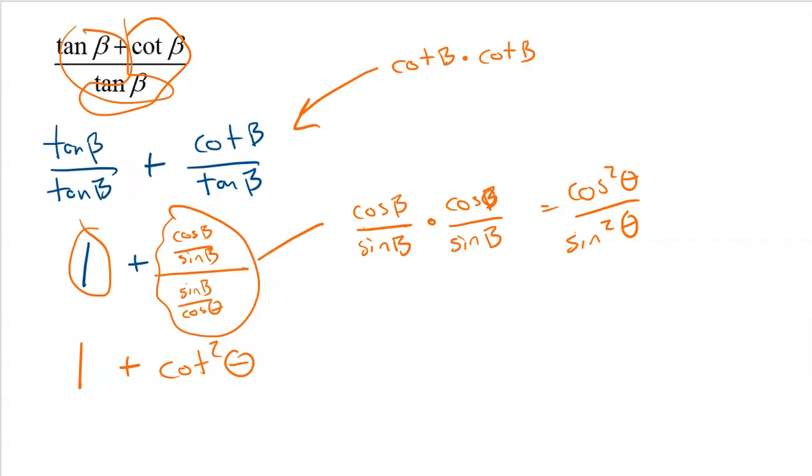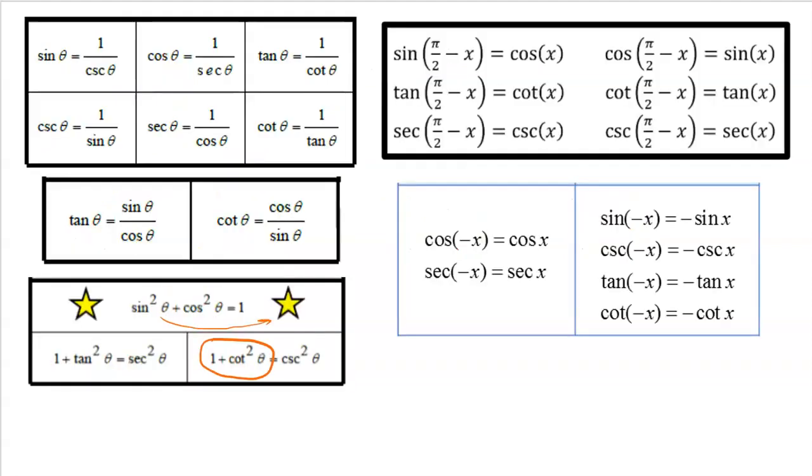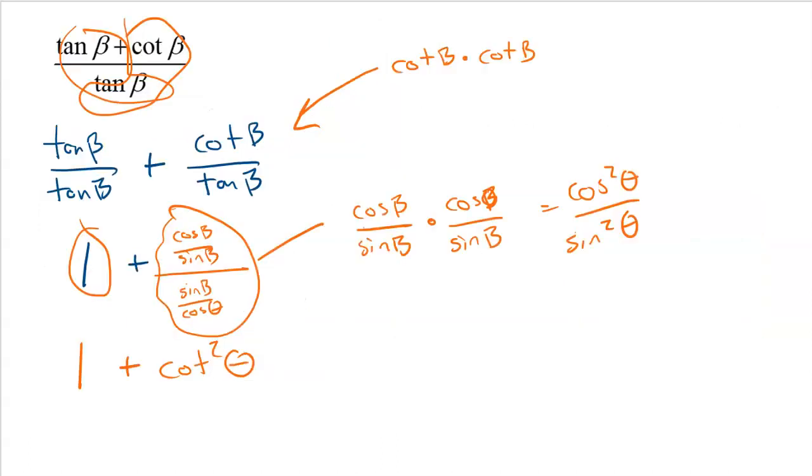The idea is that I know the reciprocal of tangent is 1 over tangent. But look at your identities: 1 over tangent is cotangent. Here's another way of looking at this. Treat that as cotangent times 1 over tangent, and then you can see 1 over tangent is cotangent. So I got cotangent times cotangent, cotangent squared.